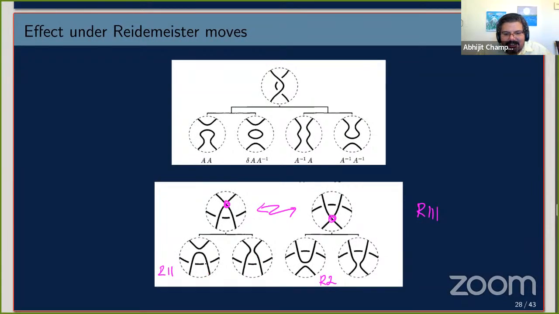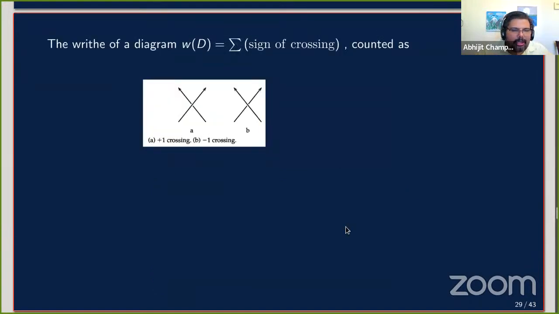So you can see, since it is invariant under R2, it's also invariant under the Reidemeister 3 move. So what happens to Reidemeister 1? Let's define the writhe of a diagram with orientation as the sum of the signs at each crossing. A crossing where the over strand goes to the under strand with this orientation is positive, and with the opposite orientation is negative. So this is right-handed, which is positive, and this is left-handed, which is negative. So that's how you compute the writhe.